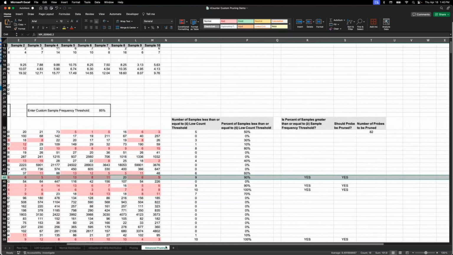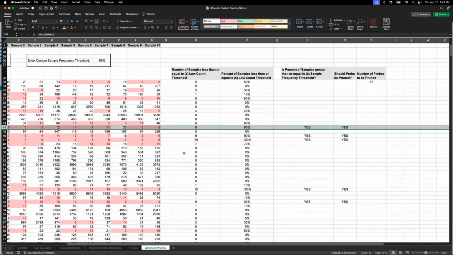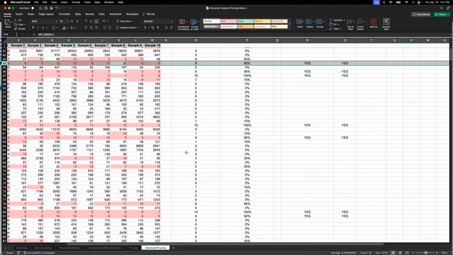IL-13RA2 is below the negative controls, or below the threshold, at nine samples, or 90% of the samples. Therefore, I flag this as yes. Should it be pruned? Yes. So we can do that in Excel for each sample one by one, and then eventually create a list of genes we want to remove.